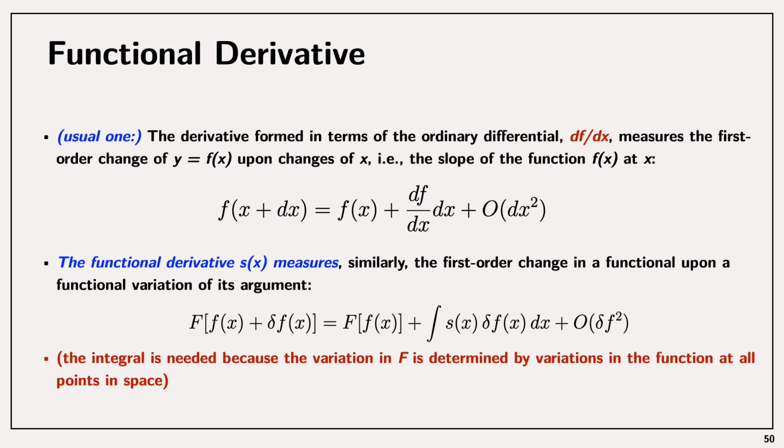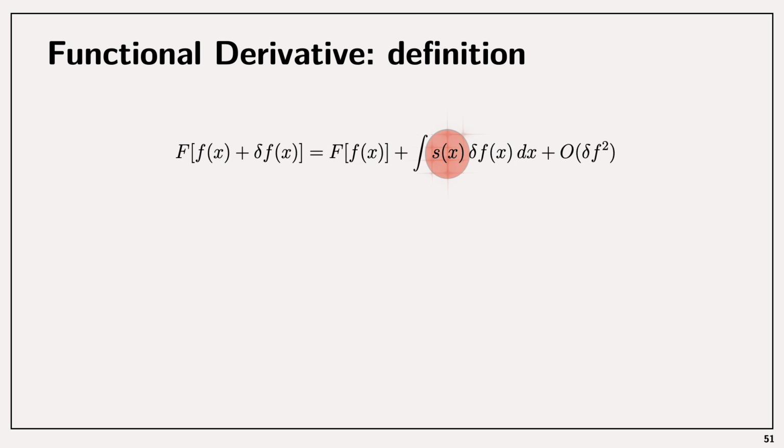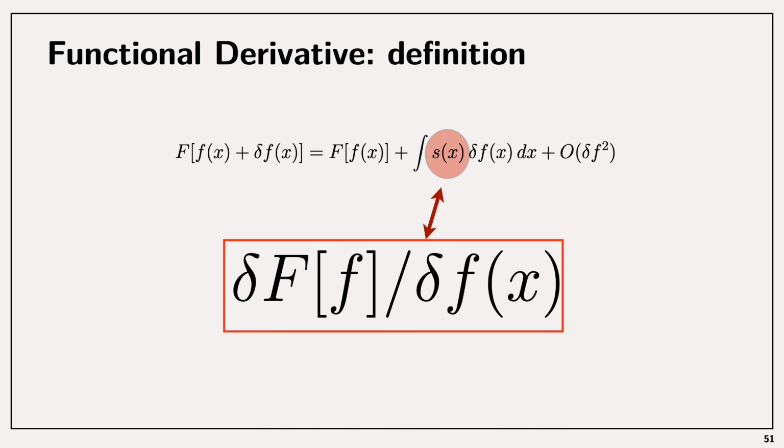So good. This is basically what I just explained to you in the previous slide, the first equation. And the notation we use for S of x, the one that's used to calculate the variation, is in the red box. So the notation is delta capital F over delta lowercase f, which is actually S of x.